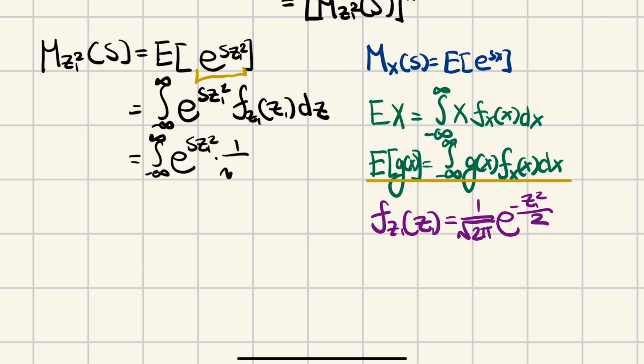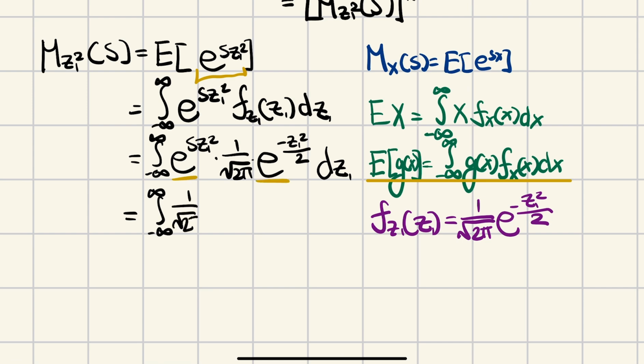Times 1 over root 2 pi, times e to the negative z1 squared over 2 dz. Let's just say Z1 is Z, or else I'll have too many subscripts. Basically, this is a pretty hard integral to solve. So let's combine the e terms first. Let's combine these two terms.